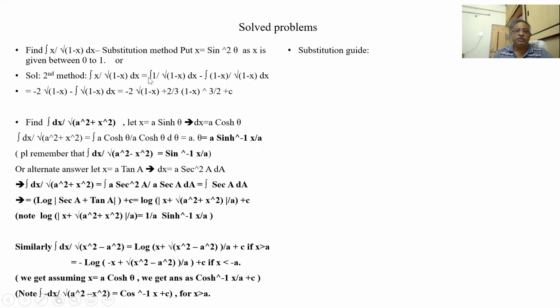Otherwise, the second method is what? I am adding 1 and subtracting 1 here. So if I put 1 minus 1, it becomes 1 by root 1 minus x minus root 1 minus x. So this becomes root 1 minus x minus 2, so minus 2 by root 1 minus x, minus integration of root 1 minus x.